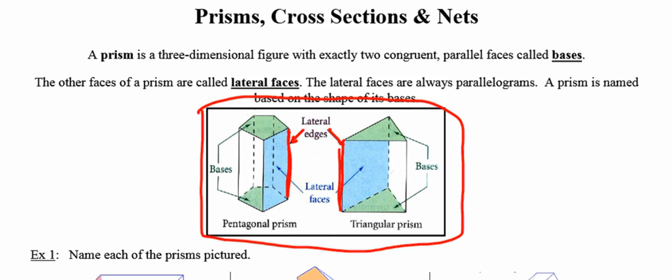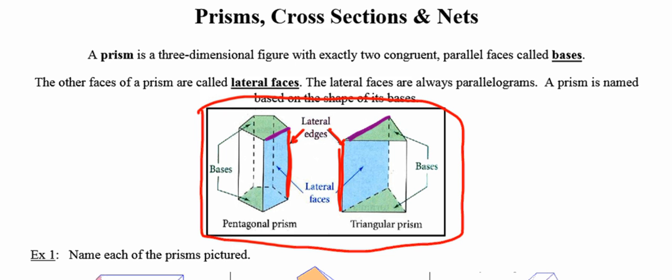One thing that's not in the picture here that you do need to be aware of, a base edge would be where the base and the lateral face come together. So that purple line segment represents a base edge.